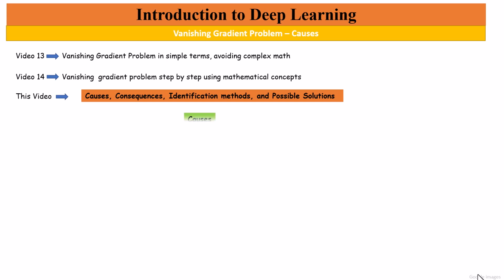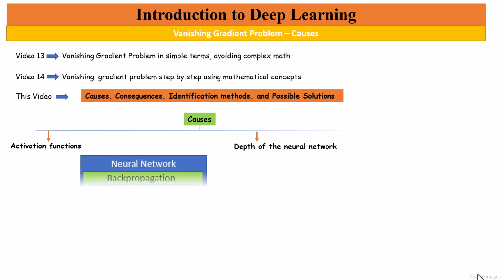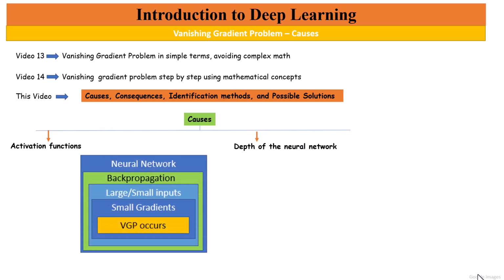There are two major causes of vanishing gradient problem: activation functions and depth of a neural network. This figure shows how the vanishing gradient problem arises within a neural network by activation functions like sigmoid and tanh. When inputs are either very large or very small, it often leads to very small gradients during backpropagation. These small gradients are insufficient to update the weights of the earlier layers effectively. As a result, the vanishing gradient problem occurs.